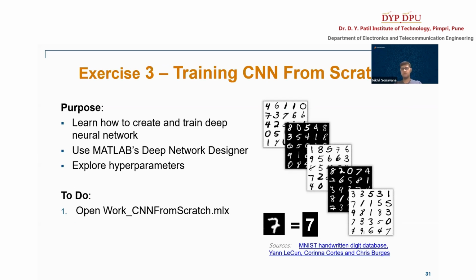Okay, so what we'll do now is we'll try to train a CNN from scratch. We'll open an app called Deep Network Designer, and we'll try to create a network over there from scratch and then see how this can be done. Any queries with the problem statement in itself?